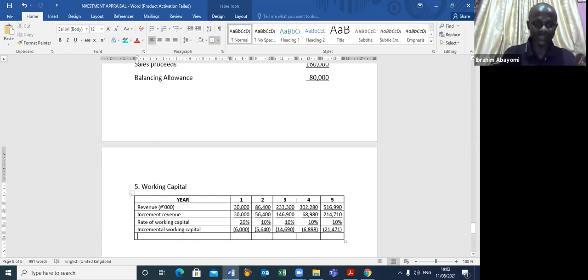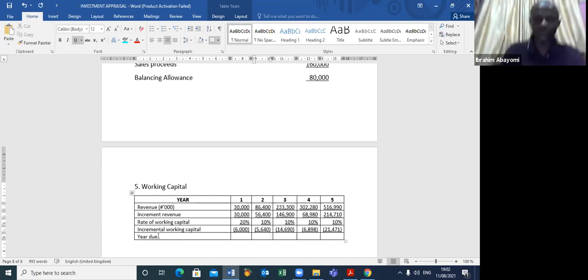Now, which year will you treat it in? Working capital is expected to come into the business at the beginning of the year. So the working capital for year 1 will be in year 0, because year 0 is the beginning of year 1. The one for year 2 will be treated in year 1, year 3 in year 2, year 4 in year 3, and year 5 in year 4. So which one goes to year 5?